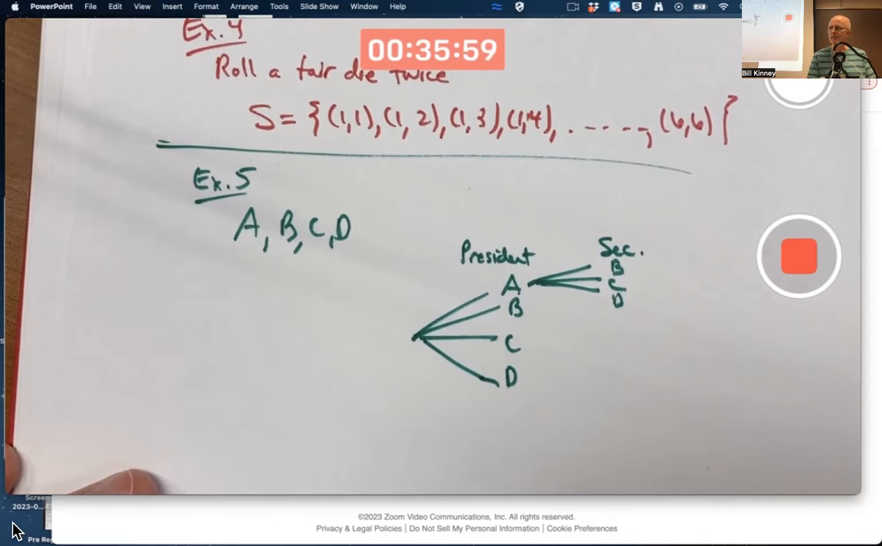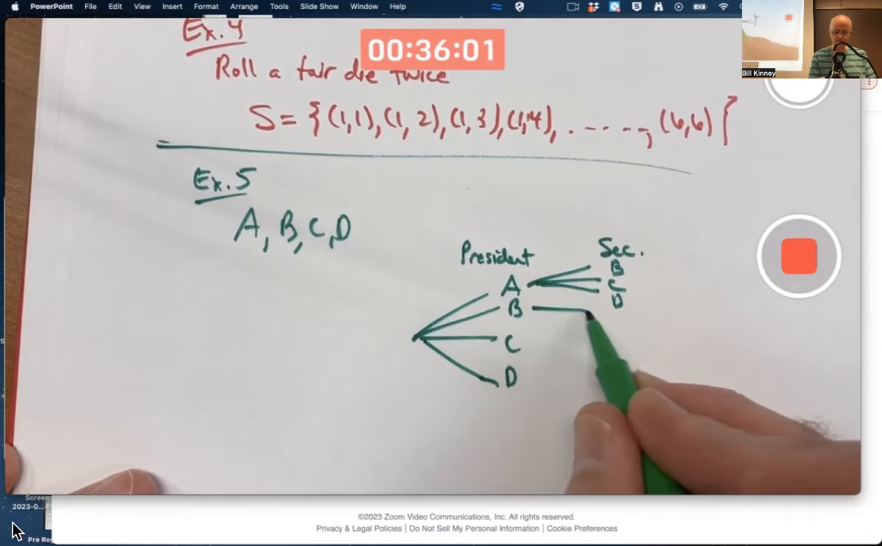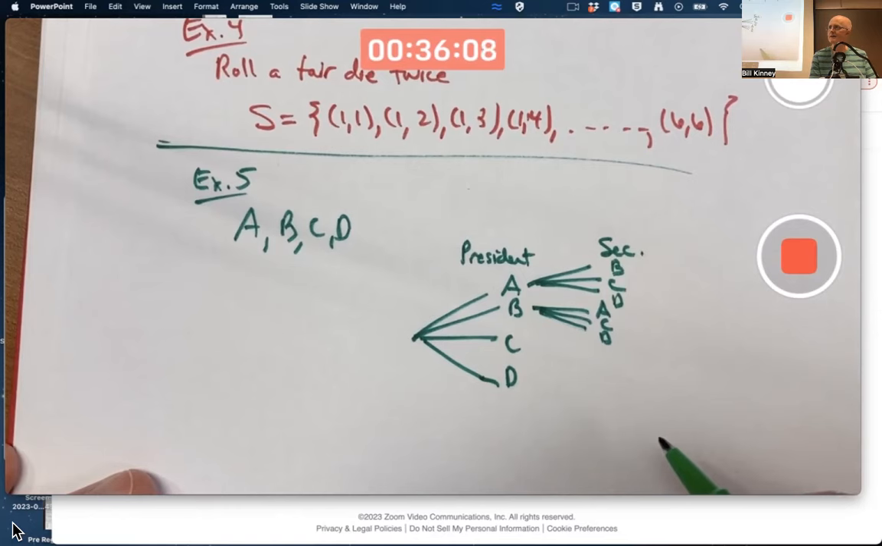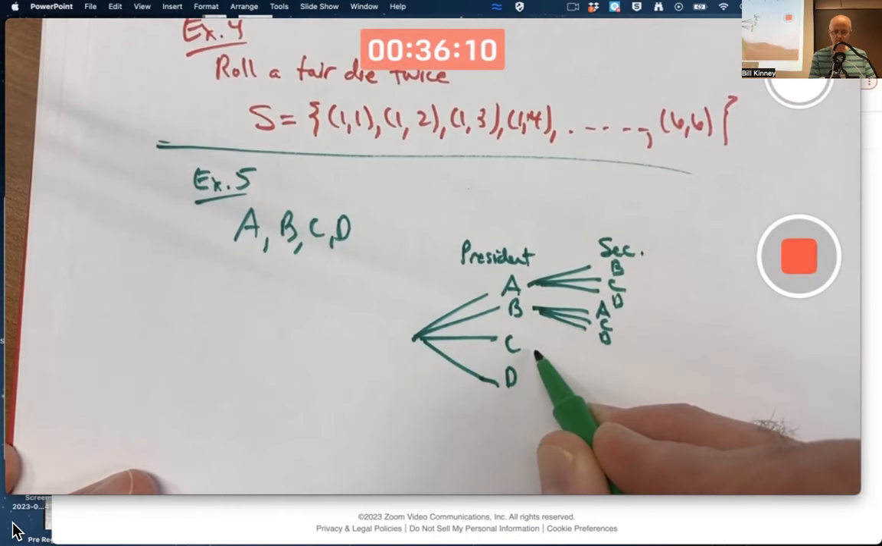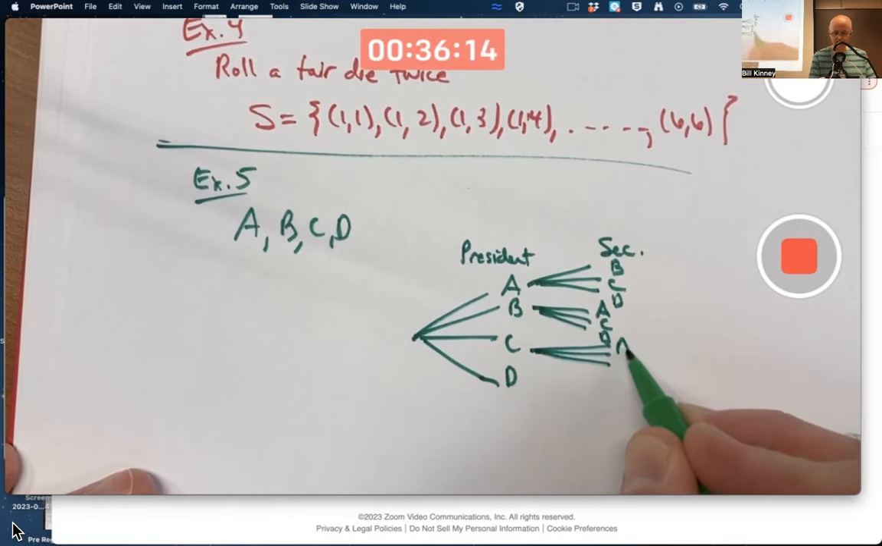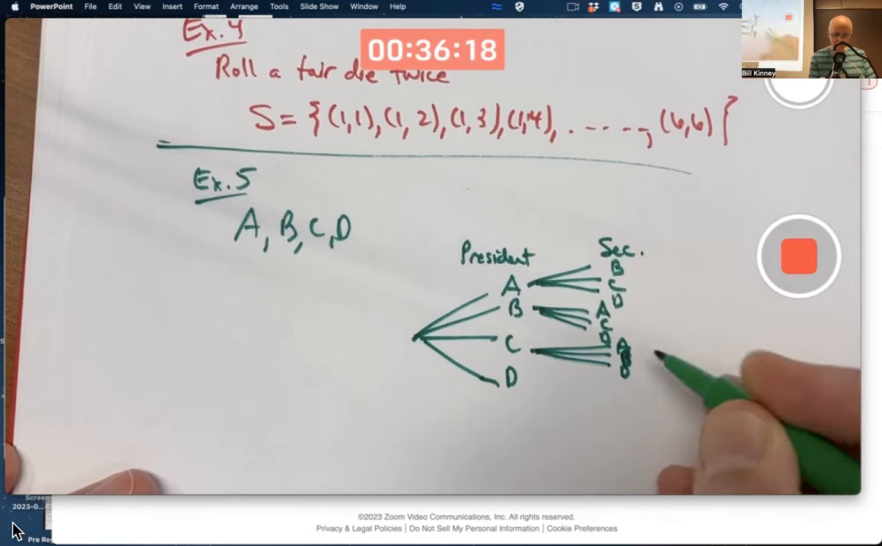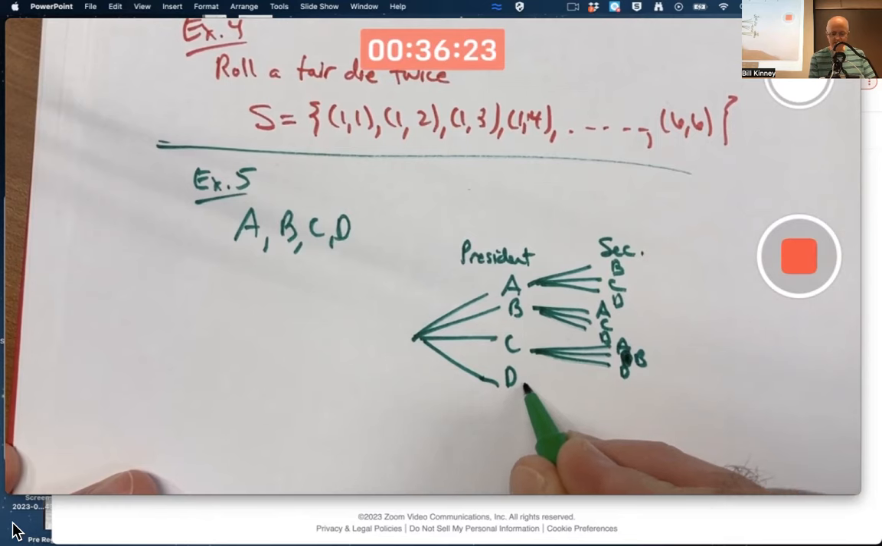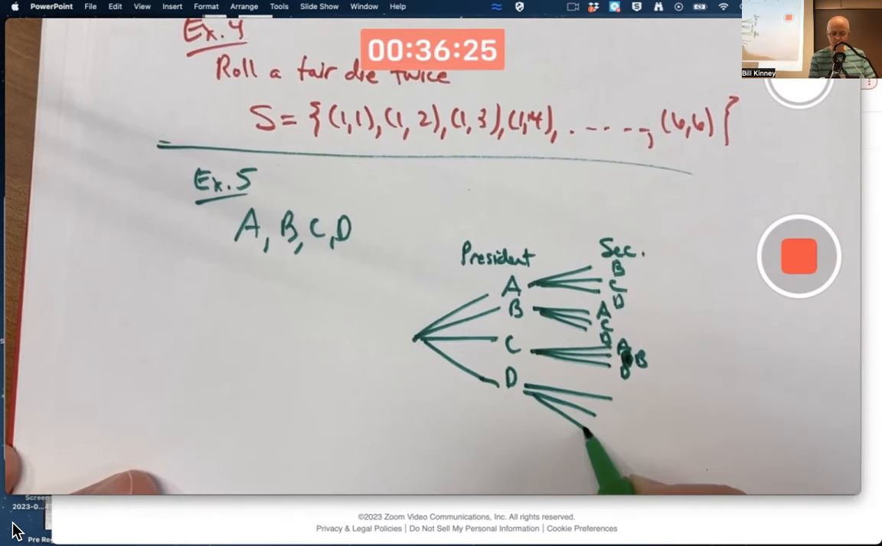I should have made my diagram bigger. Well, if B is selected president, there's three choices for secretary, A, C, and D. And if C is selected president, there's three choices for secretary, A, B, and D. Is that big enough? That B is hard to see. And if D is selected president, there's three choices for secretary, A, B, and C.